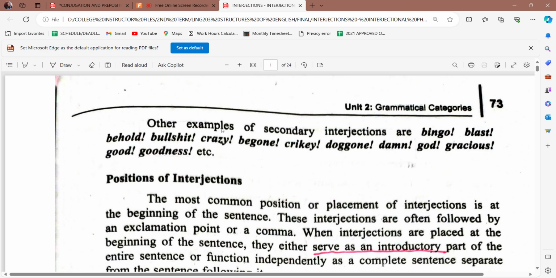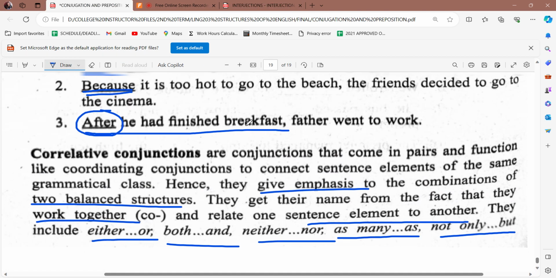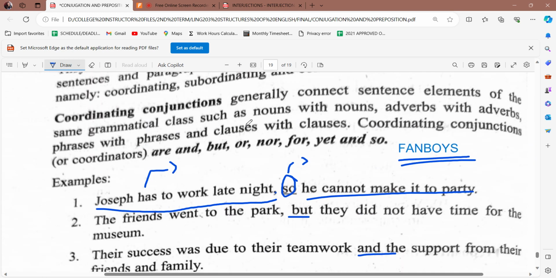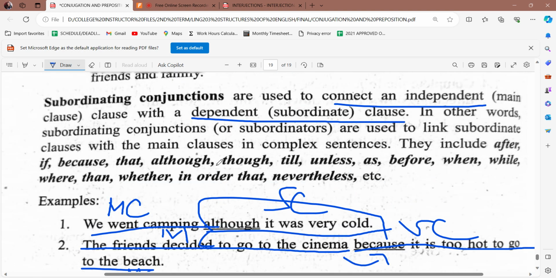Okay, so our next discussion is about interjection. I hope that you have already understood the different kinds of conjunction. Again, we have the coordinating conjunctions, with the acronym FANBOYS: for, and, nor, but, or, yet, so. We also have the subordinating conjunctions. Again, what are the subordinating conjunctions?